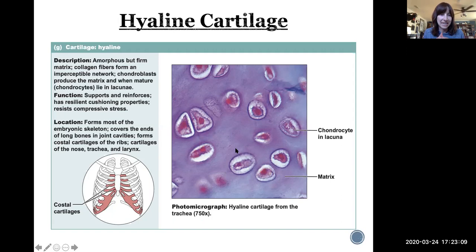The chondroblasts and chondrocytes are going to be producing this collagen matrix, okay? And when they're mature as chondrocytes, they hang out in a special little bubble. It's like a bubble in the matrix, and then the little chondrocyte chills in that bubble. The bubble is called a lacuna.